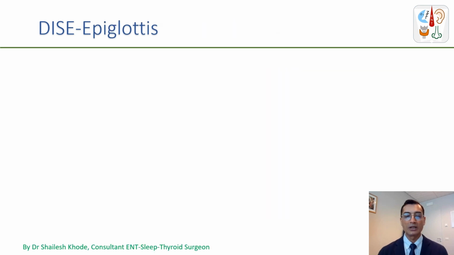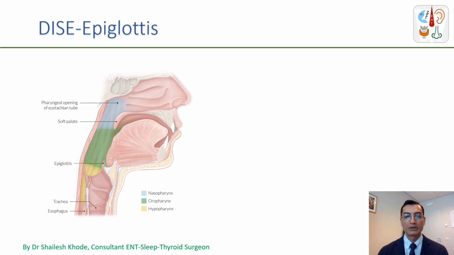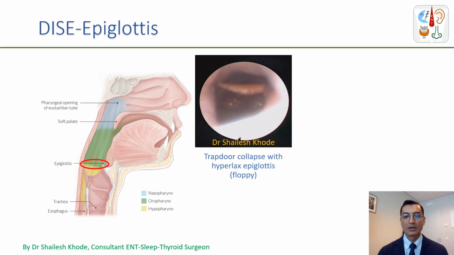The last station is the epiglottis. Nowadays, around 10% of obstructive sleep apnea patients have classical epiglottis collapse. This could be a major cause of obstructive sleep apnea or can be the reason for poor compliance with the CPAP. We usually find two types of collapse.